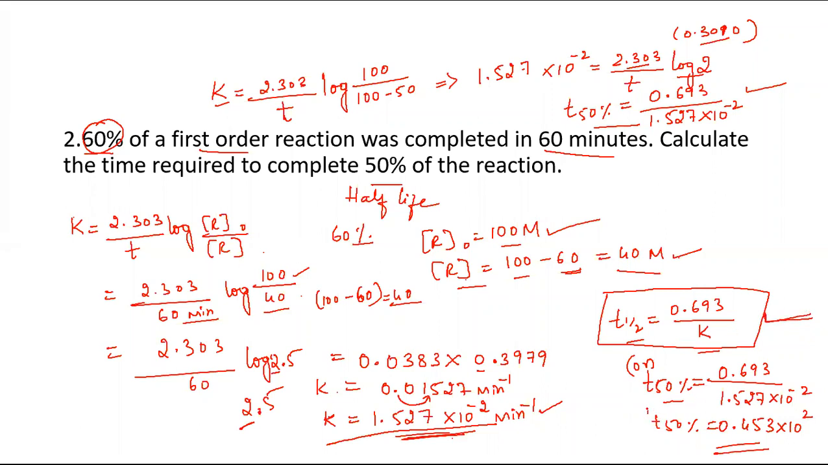So the final answer is T 50% is 0.453 into 10 to the power of 2, or T 50% is equal to, if you want to shift this decimal towards a non-zero number, 4.53 into 10 squared, or 45.3 minutes. Since the time is given in minutes, it is minutes. Okay, this is the final answer. Understood? Any doubts in this question? Yesterday only I solved it, but due to power problem, few people didn't get this. Okay, right.